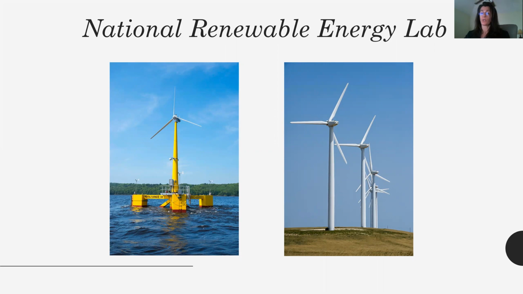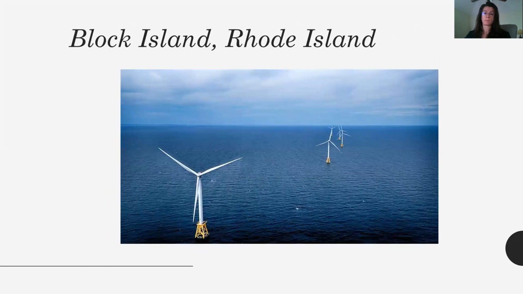The National Renewable Energy Lab also says that in order to make an impact, we would need the US to be using 20% more clean energy by the year 2030. That would mean 54 gigawatts of electricity from offshore wind turbines. In 2016, Block Island Wind Farm became the first offshore wind farm in the United States. It is located 3.8 miles off the coast of Block Island, Rhode Island.